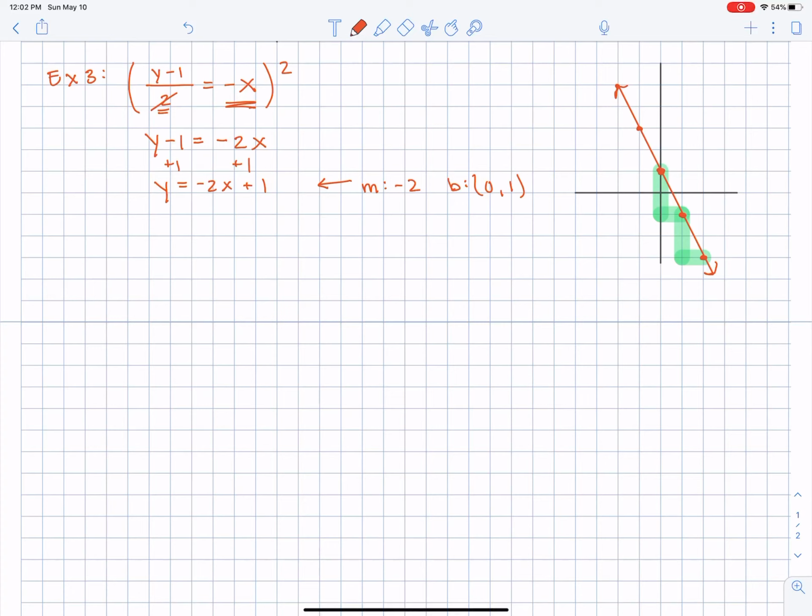It's a negative slope, so I'm going to check on a few things. My negative slope here means that I'm going downhill. And yes, I am going downhill for my guy. And my y-intercept means that I'm starting at a positive 1, so my line looks good there.